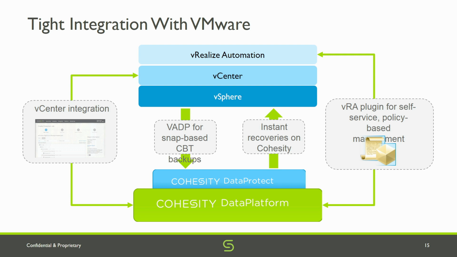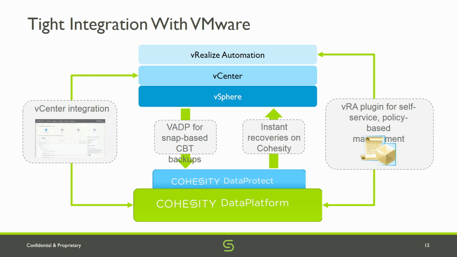Very tight vCenter integration, so we're going to capture all the objects managed in vCenter and present those in our UI. We allow you to do policy-based management of the backups, so we're automating as much as we can. Once we've identified all those objects from vCenter, we allow you to assign individual policies to each VM. It could be like a gold, silver, bronze kind of policy. Those are going to specify things like retention periods, how often you want to do the backup, and then we'll automate the whole process to meet those SLAs.